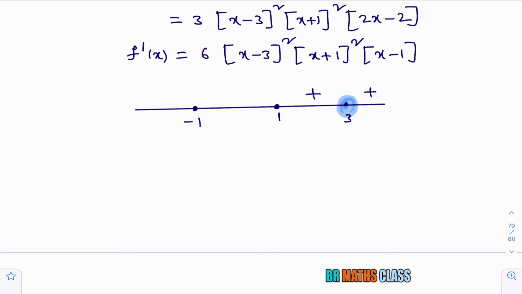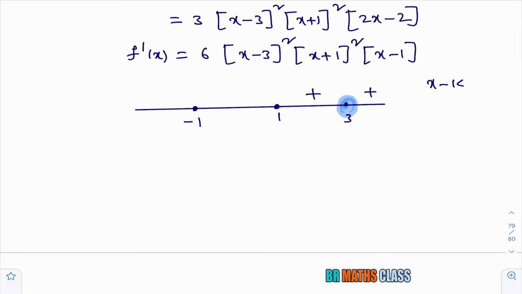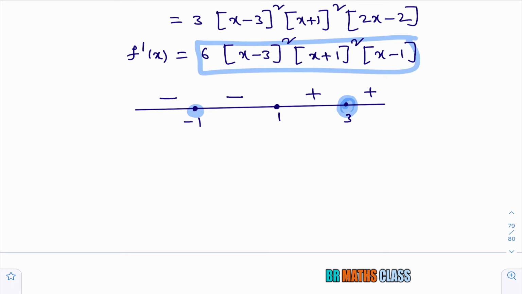So I hope you are understanding. In the same way, when x minus 1 is negative, then this whole expression will be negative. So x minus 1 is negative means whenever x value is less than 1, then this f dash of x is negative. In the same way, I cannot put x equal to minus 1. When I put x equal to minus 1, this whole expression will become 0.